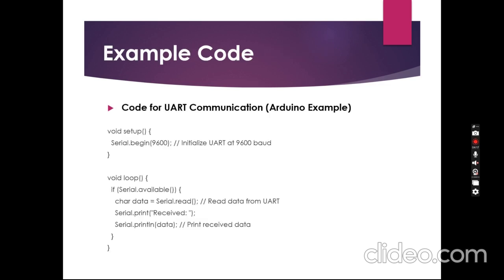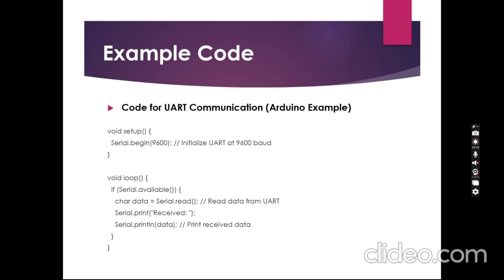This is the code for exchanging communication between the components. This code is in Arduino. The first line of code defines the function void setup, and the second line of code is Serial.begin(9600). Basically, it initializes the serial communication at a baud rate of 9600 bits per second. This sets up the serial port for sending and receiving data.